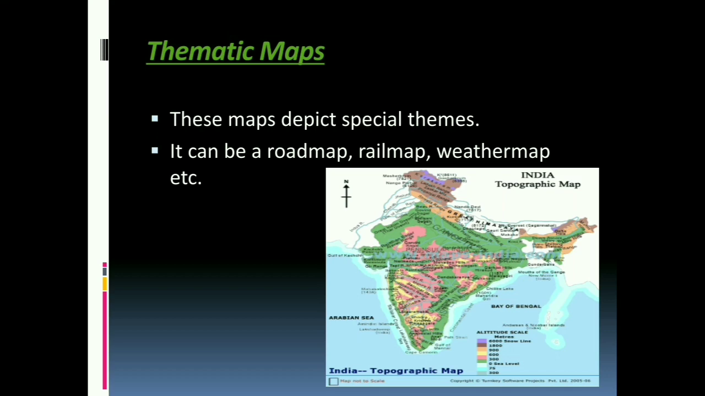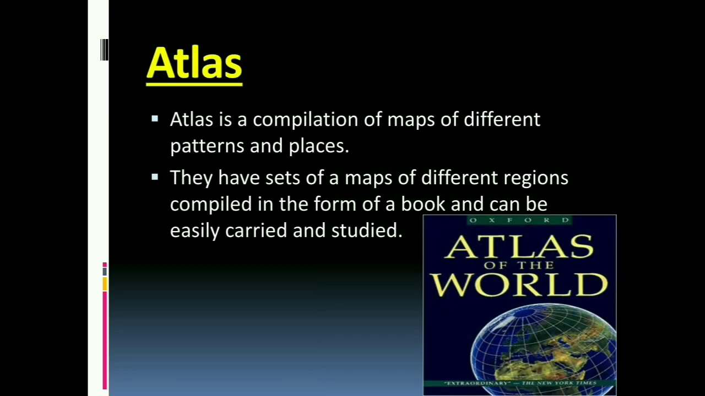Now we come to the next: atlas. You know very well about it. It is a compilation of maps of different patterns and places. They have a set of maps of different regions compiled in the form of a book and can be easily carried and studied.